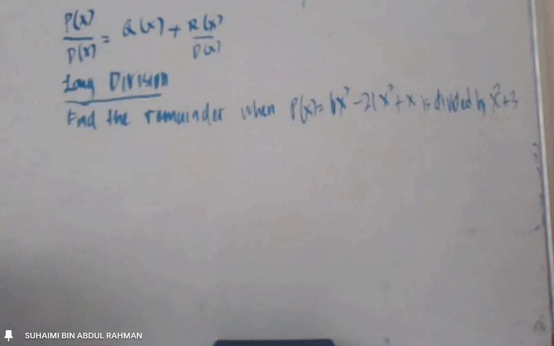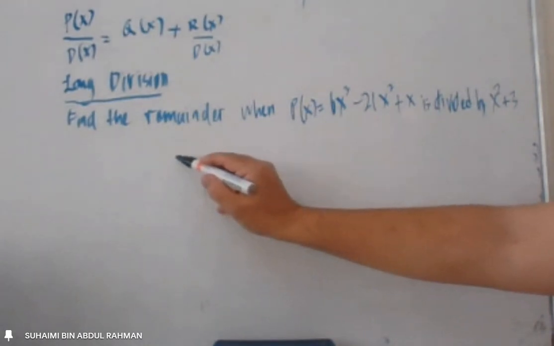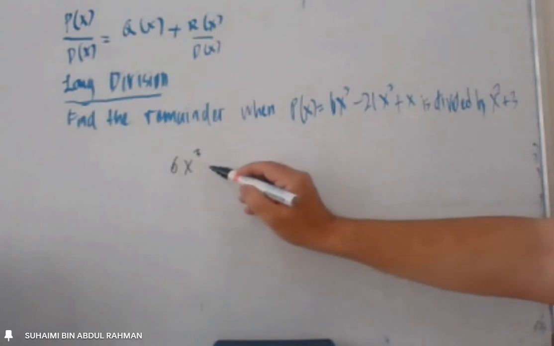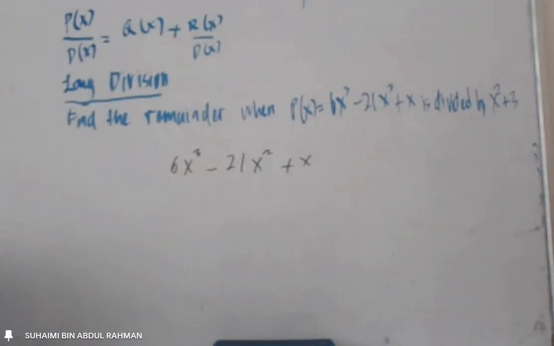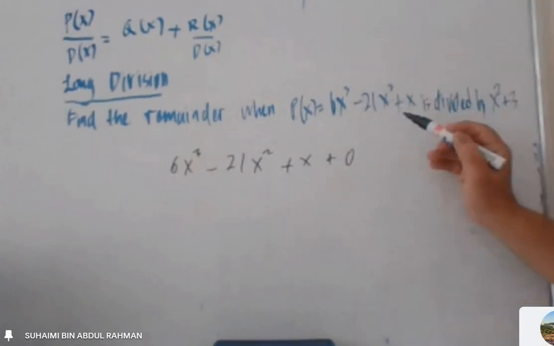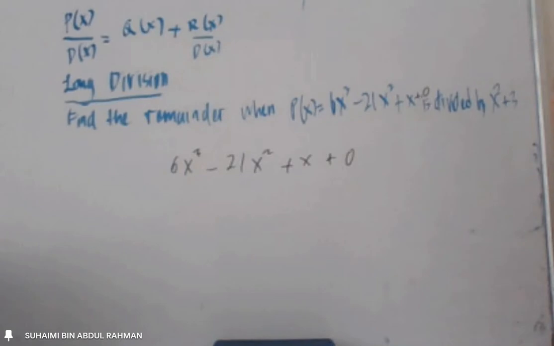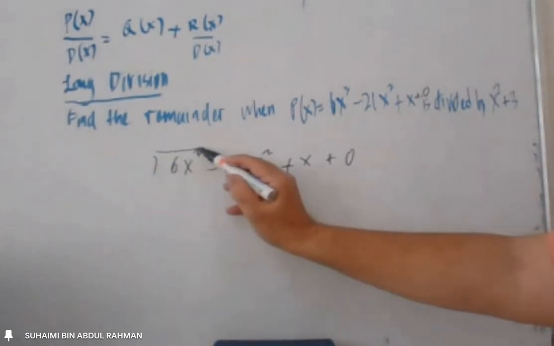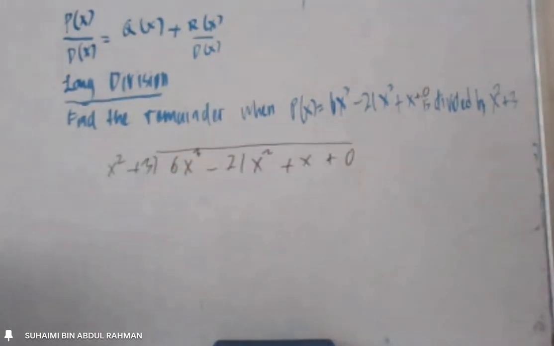So we divide. We write down 6x cubed minus 21x squared plus x plus 0. Even though it ends at plus x, in fact, we have plus 0 here. You divide by x squared plus 3.